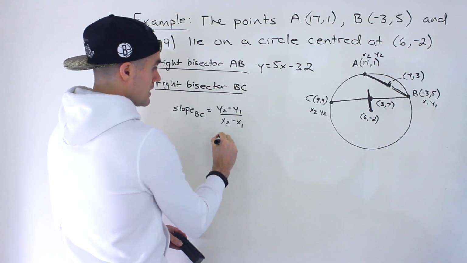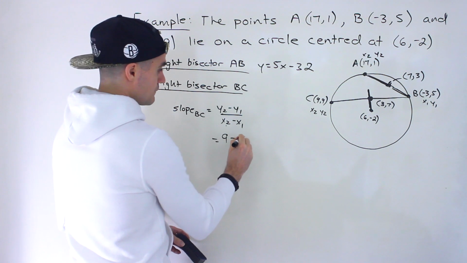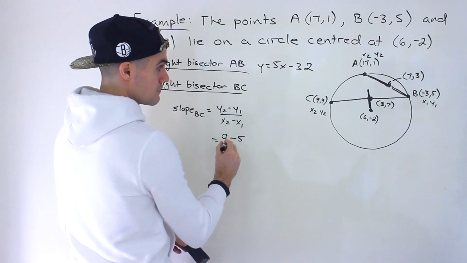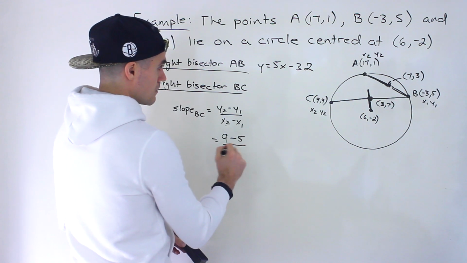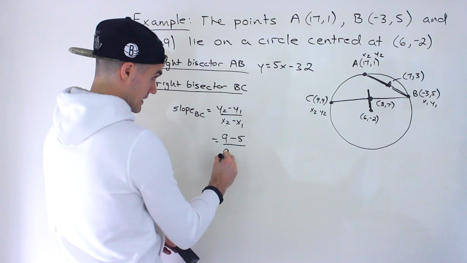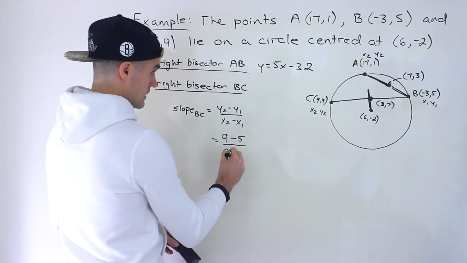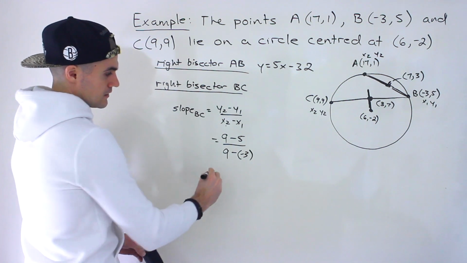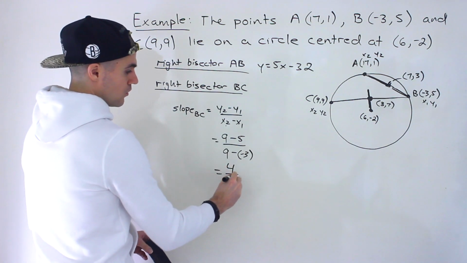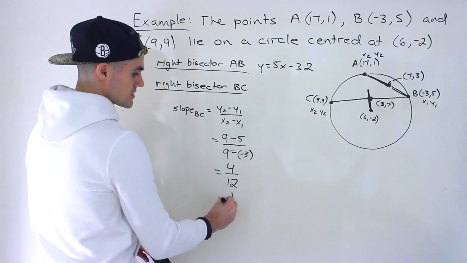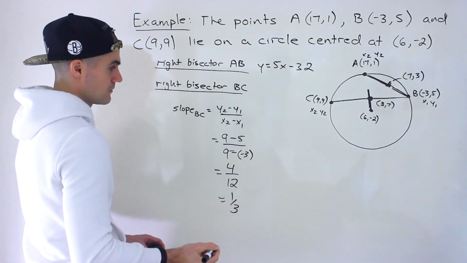So y2 is 9, y1 is 5. And then x2 is 9, and then x1 is negative 3, like that. So this would end up being what, 4 over 12, right? 9 plus 3 is 12, so this would simplify to 1 over 3.